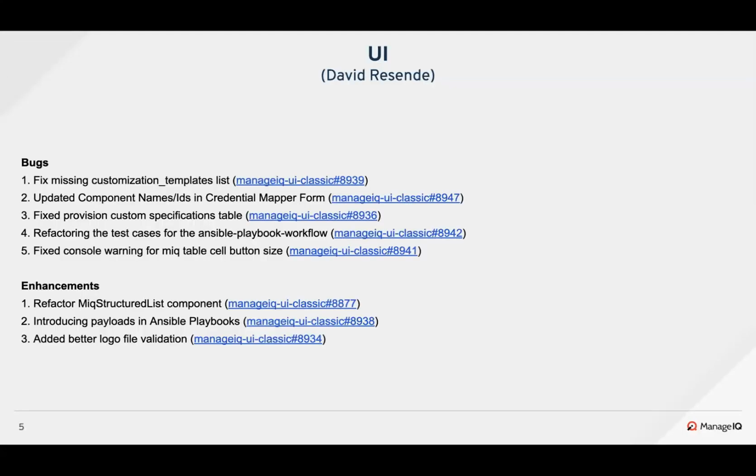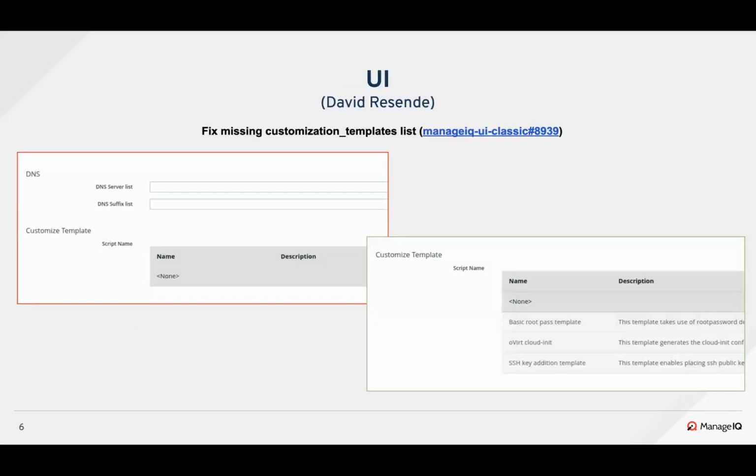And over to David. So in this sprint, 8 PRs were merged into the UI. Five of them were bug fixes and three of them were enhancements. For our first bug fix, we have the fix missing customization templates list. This is a simple change.